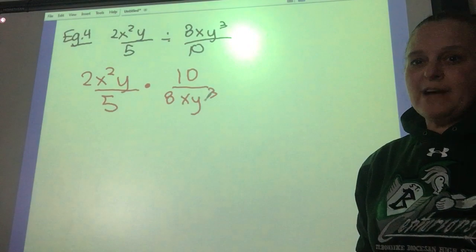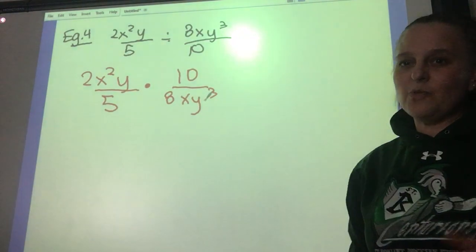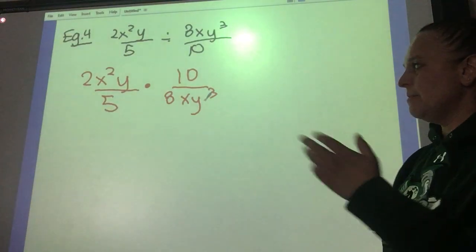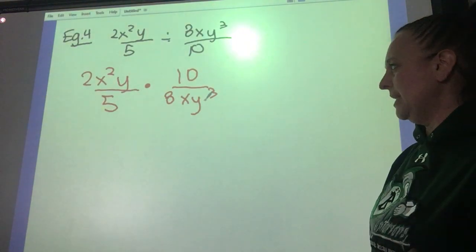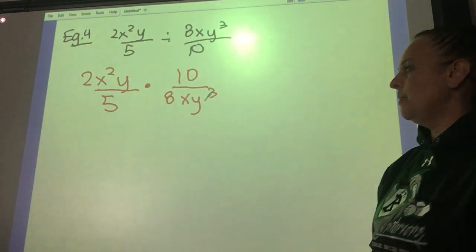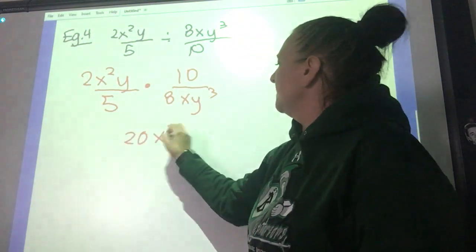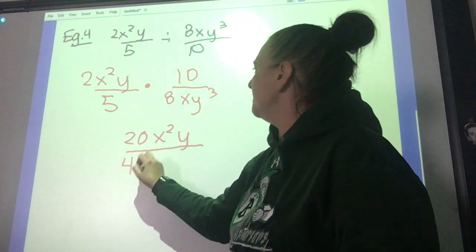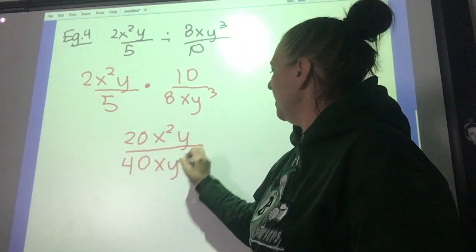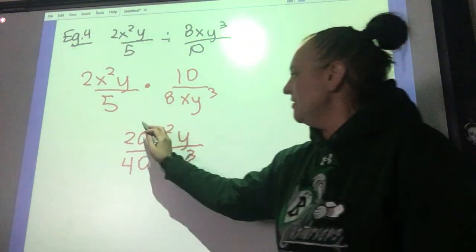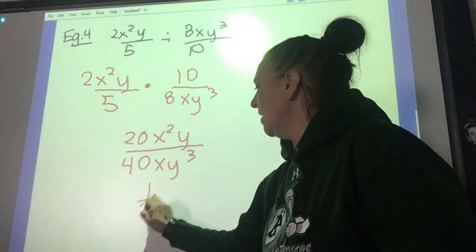Now, you could simplify first and then multiply. That's the way I would do it. But because we're not actually in class together, I'll just multiply them first, then simplify. But like I said, if you want to simplify first, by all means, go ahead. So 2 times 10 is 20. 5 times 8 is 40. And now we do have to simplify. So 20 over 40 simplifies to 1/2.